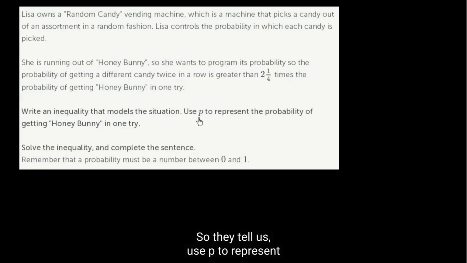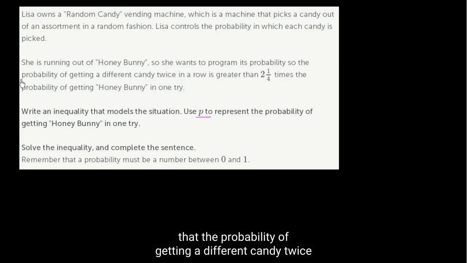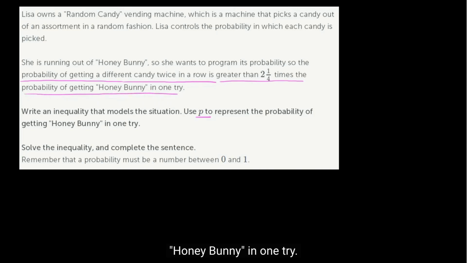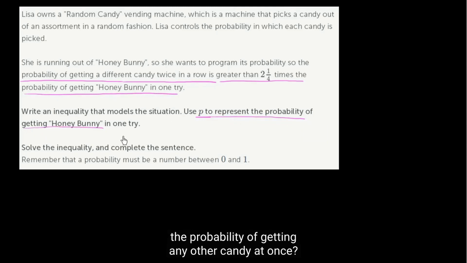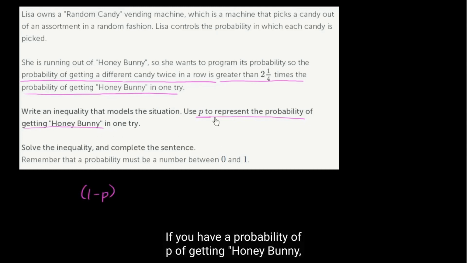They tell us to use P to represent the probability of getting honey bunny in one try. And they also say she wants to program its probability so that the probability of getting a different candy twice in a row is greater than 2 1/4 the probability of getting honey bunny in one try. So if P is the probability of getting honey bunny, what's the probability of getting any other candy at once? Well, that's going to be 1 minus P.